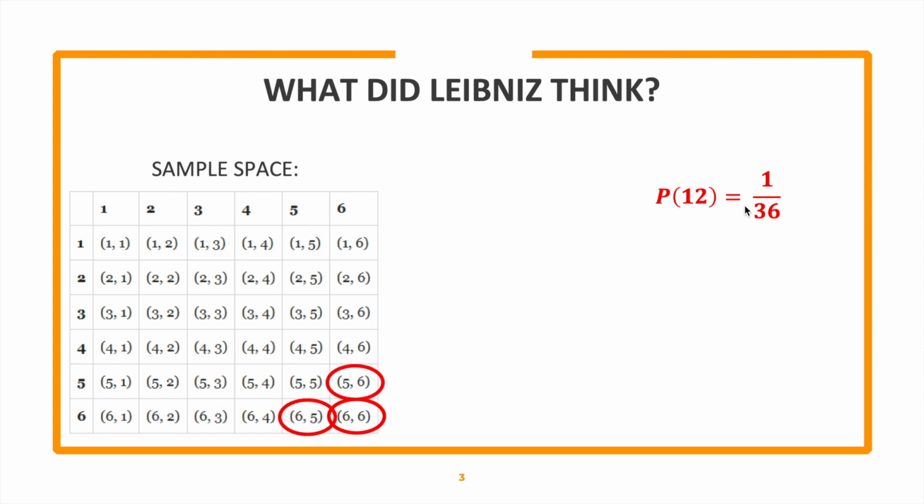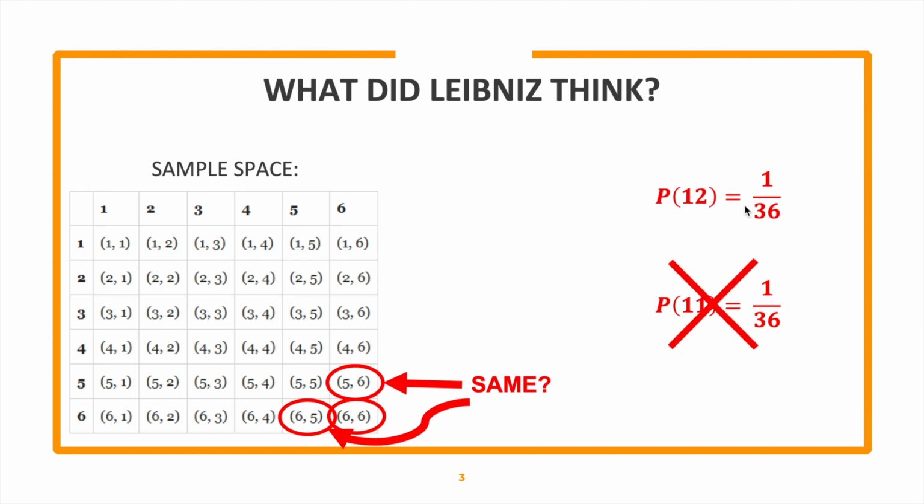Now moving on to 11, we have two outcomes that can give us 11, 5 and 6, and 6 and 5. I think Leibniz did not distinguish between these two, and he took them as one. Therefore, he got the same probability as we did when calculating 12. But this is wrong, and now I will explain the correct solution and then give you another approach to this problem.